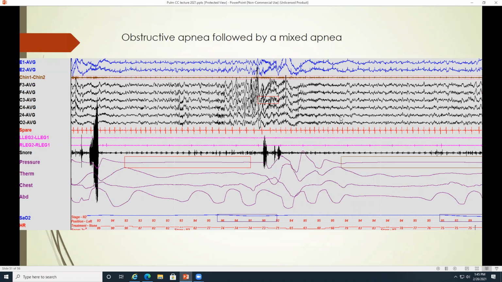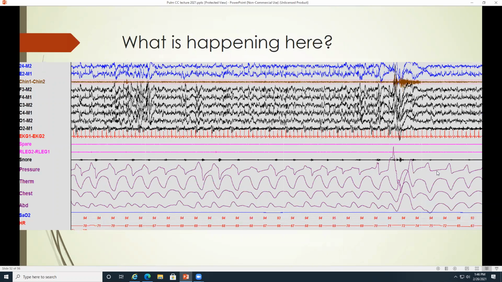Now, it is somewhat normal for people after an arousal to have a central event. So like all of you guys, if we did a sleep study on you, there's going to be some arousals during the night, and you might have a central apnea following them. It's normal. And that's probably what's happening here. This central portion is probably because of the arousal, and then because of that, they immediately obstruct again. So, but it was still scored as mixed, okay? What do you guys think is happening in this one?